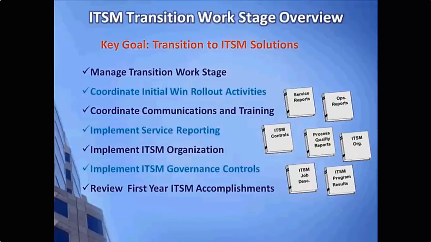The key tasks within this work stage include, number 1, managing this work stage as a project. Number 2, coordinating initial win rollout activities as we move forward. Coordinating communications and training, service reporting, organization, governance controls. Those are all the pillars for our solution as we go forward. And then at the end of this effort, leftover gaps and further improvement recommendations will be noted. These will then be addressed as we start to go back through our implementation life cycle, going back to the visioning stage. These particular gaps that we see as we went through the transition will then be considered in terms of our next vision for our next wave of improvements as we move forward.